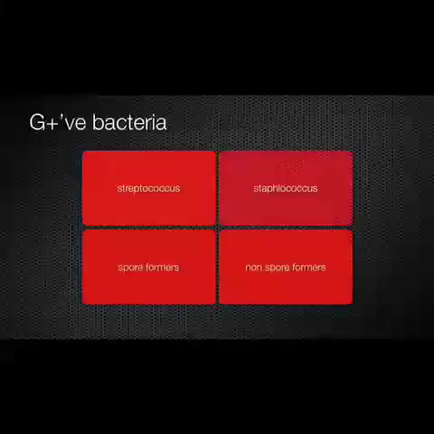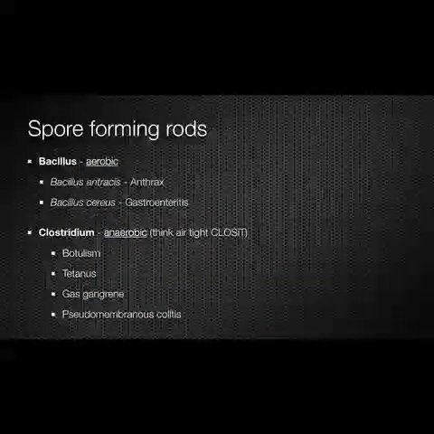Okay, so we're doing well. We've left to do the spore formers and the non-spore formers. So, spore forming rods. These can be separated into Bacillus, which is an aerobic gram-positive bacterium, and Clostridium, which is an anaerobic bacterium. Think of this as Clostridium. Think airtight closet.